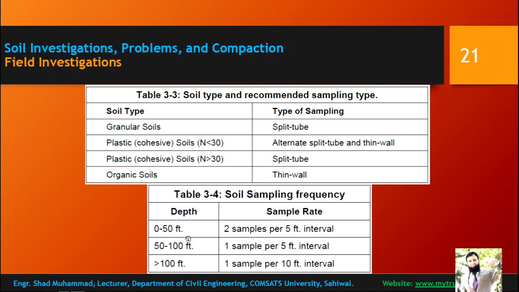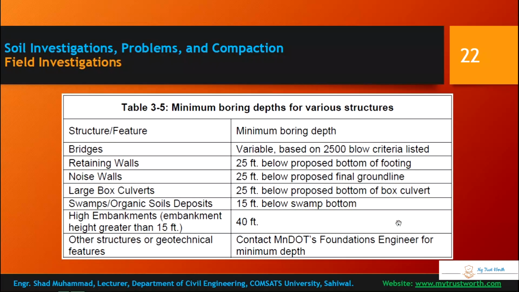So, soil sampling frequency. If your depth is 0 to 50 feet, take 2 samples per 5 feet interval. From 50 to 100 feet, take 1 sample per 5 feet interval, and greater than that, 1 sample per 10 feet interval.